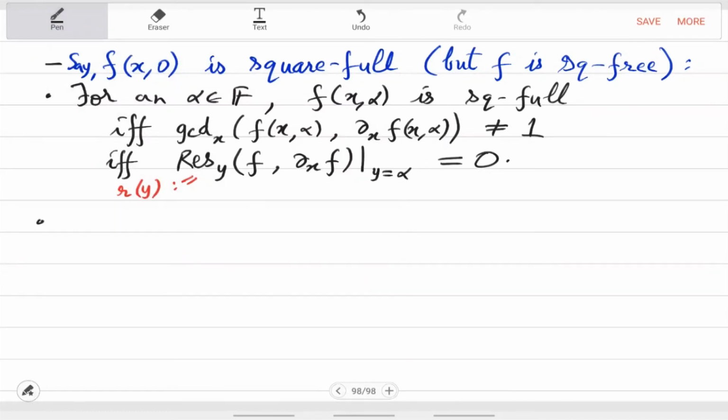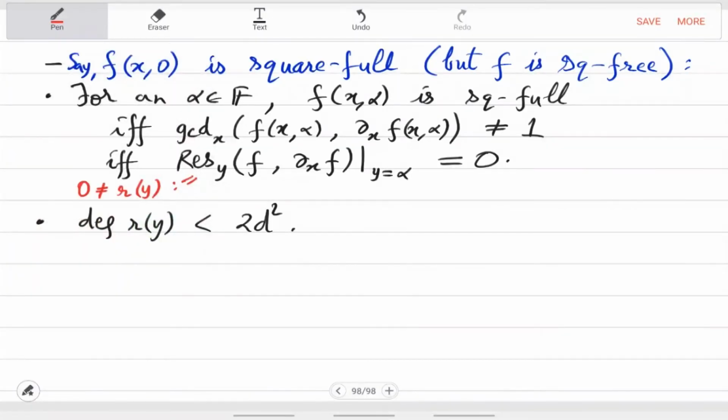What is the degree of r y? That is less than 2d square. So either r is absolutely 0 or it has less than 2d square roots. Is r absolutely 0? If r was absolutely 0, then f would have been square full, right? So by assumption this is non-zero. Because of square freeness of f, r is a non-zero polynomial of degree less than 2d square, so it cannot have so many roots. So, you just try the first 2d square field elements. One of the alpha works.